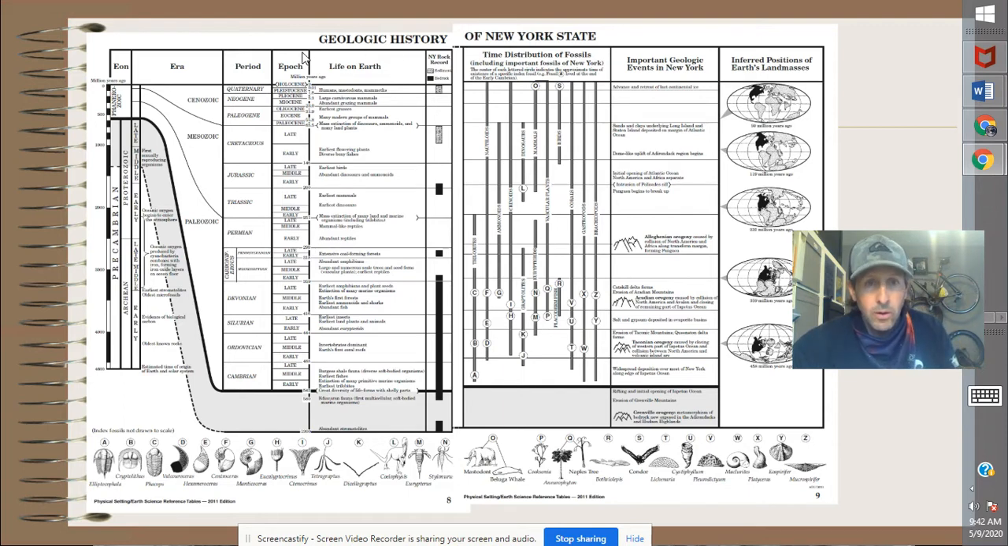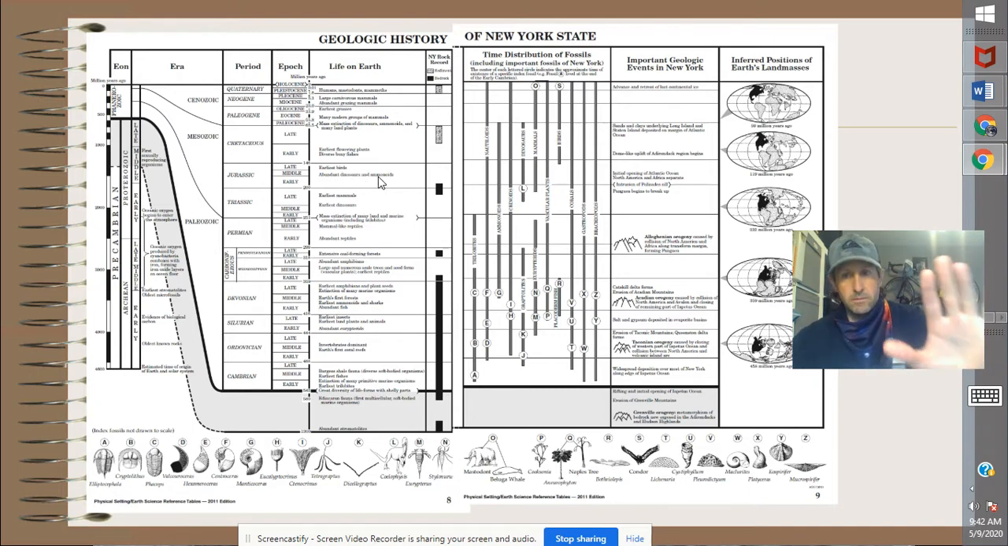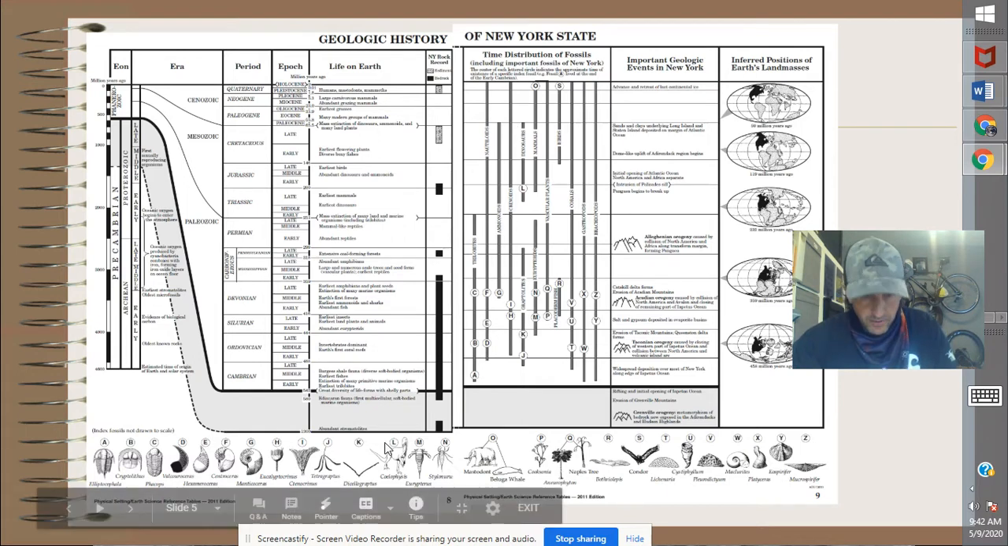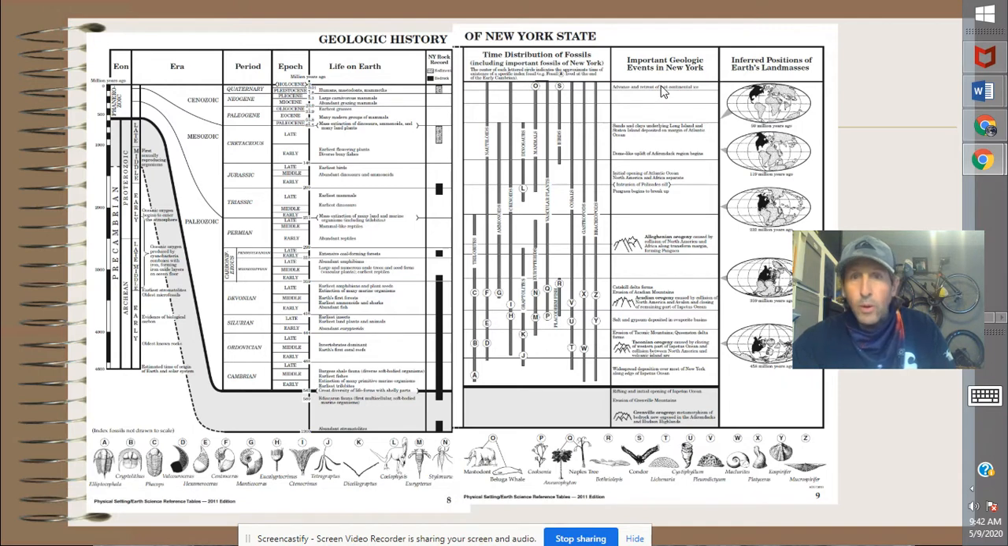Life on Earth. And of course, I go to Jurassic and abundant dinosaurs and ammonoids. Don't worry so much about that right now. Some of the rock record throughout New York State, some of the fossils that lived, the organisms, we can see all our fossils along the bottom here with the different letters. Important geologic events in New York State, all through in here. And then finally, the dark region on here is supposed to be North America, where we think North America was throughout geologic time.